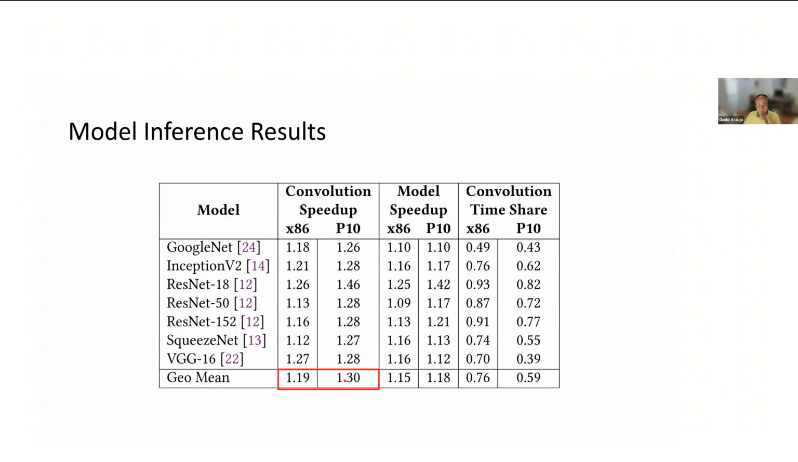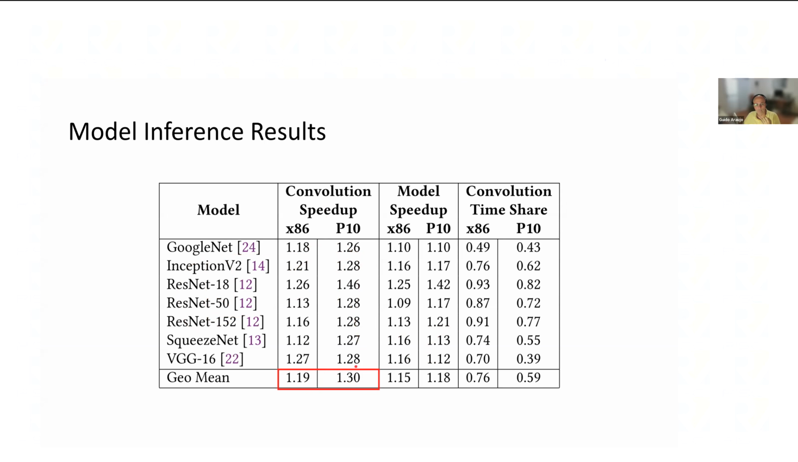It's reasonably good speedups, but only for the convolutions. I'm comparing here all the convolutions on these models, for the baseline and for our SConv algorithm inside the MLIR compiler. But when you look at the whole model speedups, the numbers are not very good.